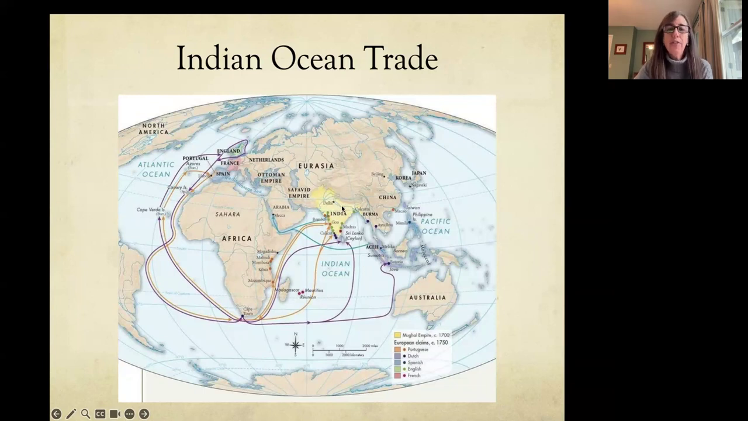In general, these major powers are not threatened by Europeans showing up. The Mughals kind of don't care. The Ottomans don't care. The Chinese, right? Come or go, but they're not threatened in the same way they will be heading into the 1800s and 1900s.